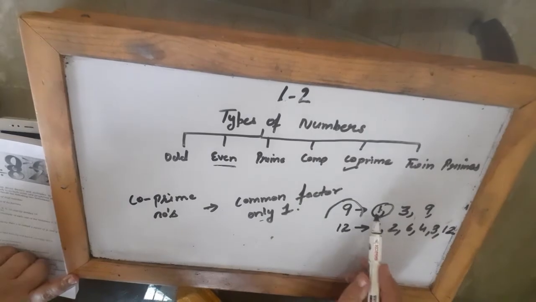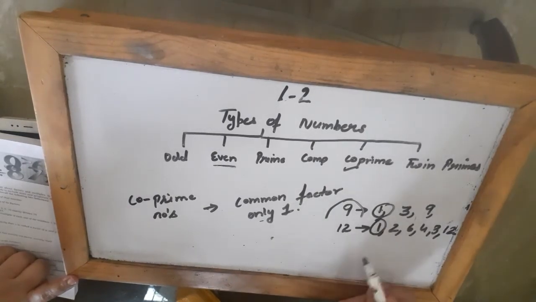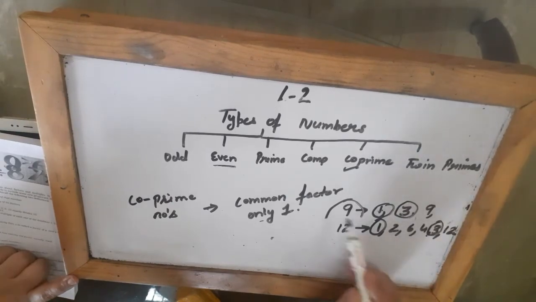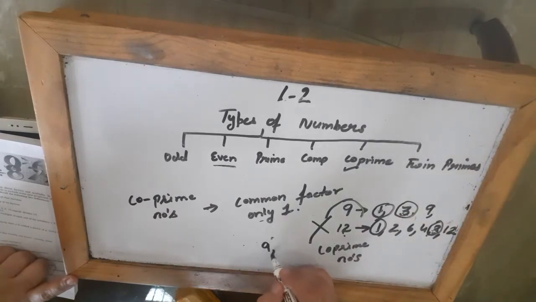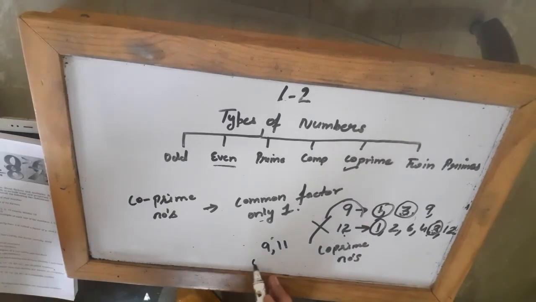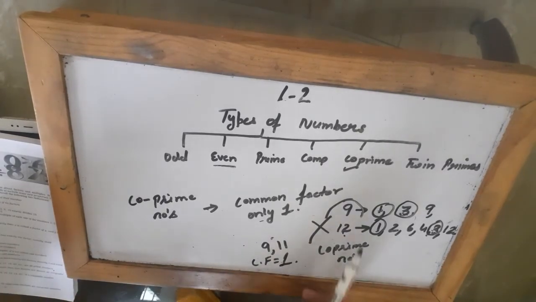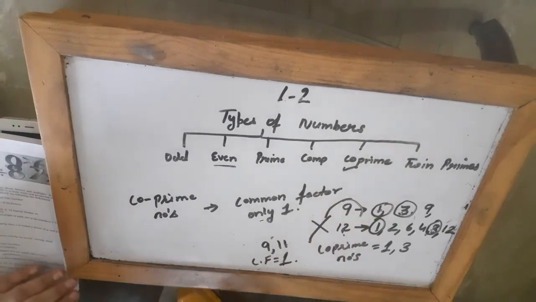So now when you look at the common factors, 1 is common. Now 3 also is a common factor of both of them. So these two are not co-primes. Why? Because they have common factors other than 1 also. 1 is there but other than 1, 3 also is a common factor of both of them. So these two are not co-primes, while 9 and 11 are co-primes because they had common factor only 1, while these two have the common factors 1 and 3. So two numbers which have common factor only 1 are called co-prime numbers.